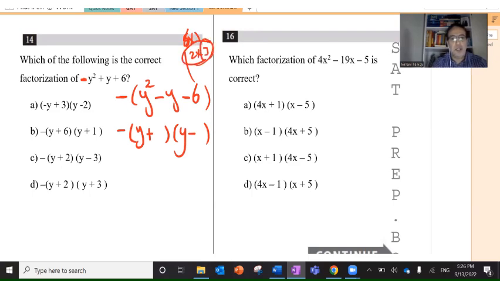Which number is the greatest? It's the 3. So it's 3 and 2. The greatest takes the sign of the middle number. So the right answer is C.